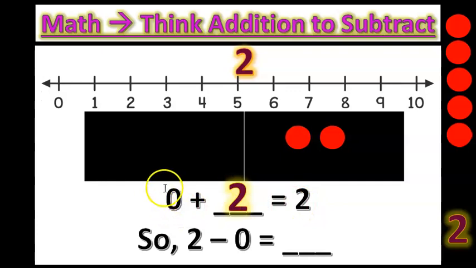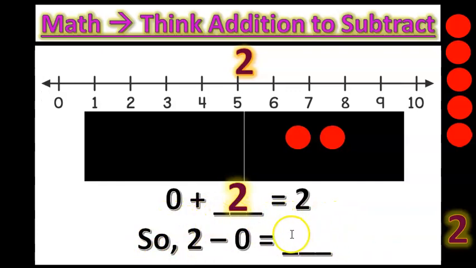Let's read it again. 0 plus 2 equals 2. Now our addition equation is complete. Let's come down here to our subtraction equation.